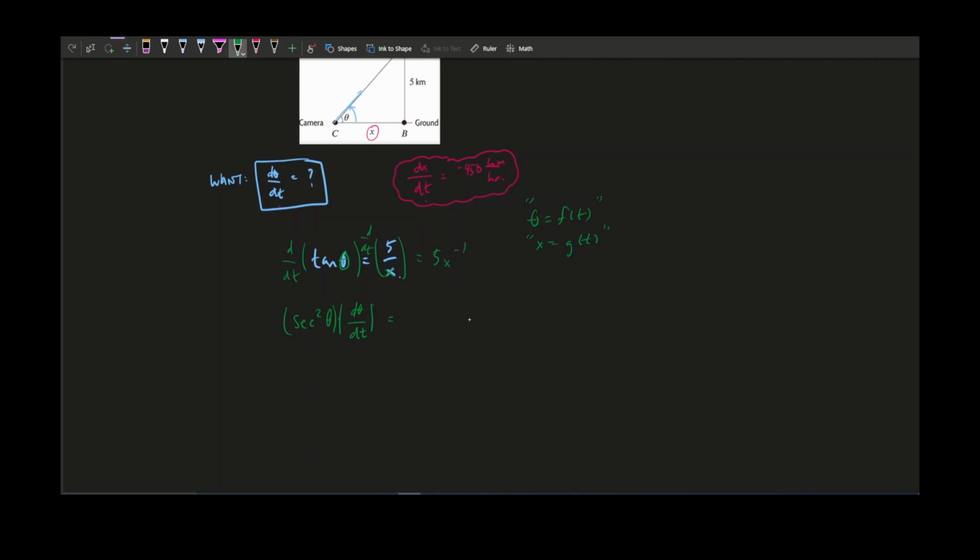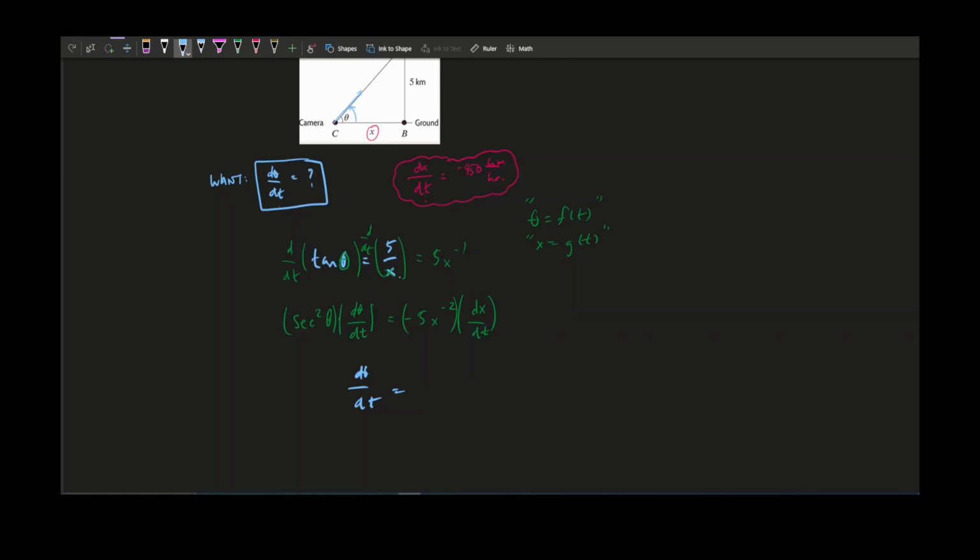So when I differentiate with respect to time, I'll get negative 5x to the minus 2, but times dx dt, because again, x is an implicit function of time. All right. And so from here, it depends on what you want to do. You can input the rates that you know and then solve. So for example, we're looking for d theta dt, so we could divide both sides by secant squared theta, which is really like multiplying both sides, right?